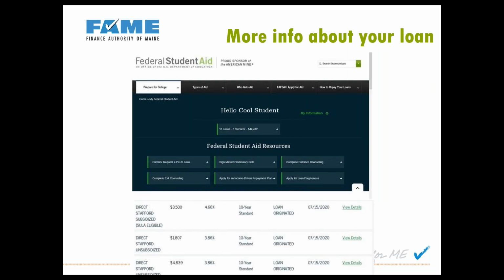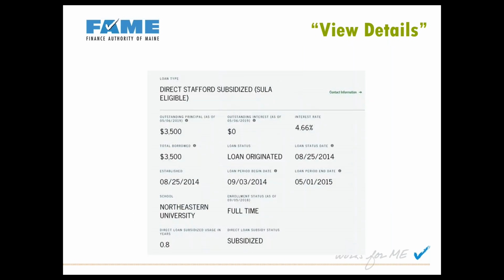Okay, more about your loan. I want you to know who you should be repaying. To do this, we need to drill down a little bit deeper. You're going to click on View Details, and that's going to drill down into that loan. You're going to see a little bit more information about that loan: where you went to college when you received it, what year you received the loan, the outstanding principal of the loan. But we want to find out who you are going to be writing checks to.